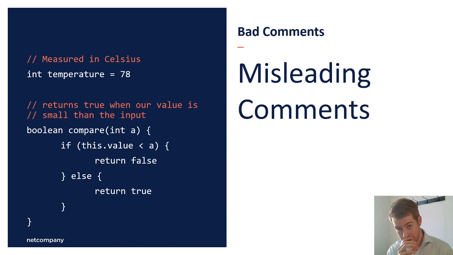And misleading comments. I think this is my favorite. Sometimes you can write a comment, see the first here measured in Celsius, but if it's not correct, people will just assume it, but the temperature might actually be measured in something different, right? Or in the bottom part here, maybe we swapped this function around, but we forgot to update the comment. And now, when people use the compare function, they'll believe it returns true when the value is smaller than the input, but it actually does the opposite, which can lead to frustration among people who are using this, right?